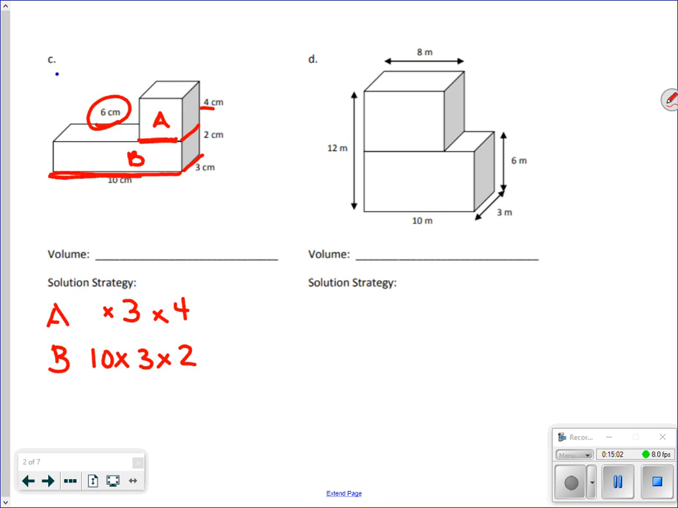However, they're giving you this. If the total length is 10 and this one piece of B is 6 centimeters, what's left? 4. The length of A is 4. So the volume of A, 12 times 4 is 48. The volume of B, 36. Total volume is 108 cubic centimeters.